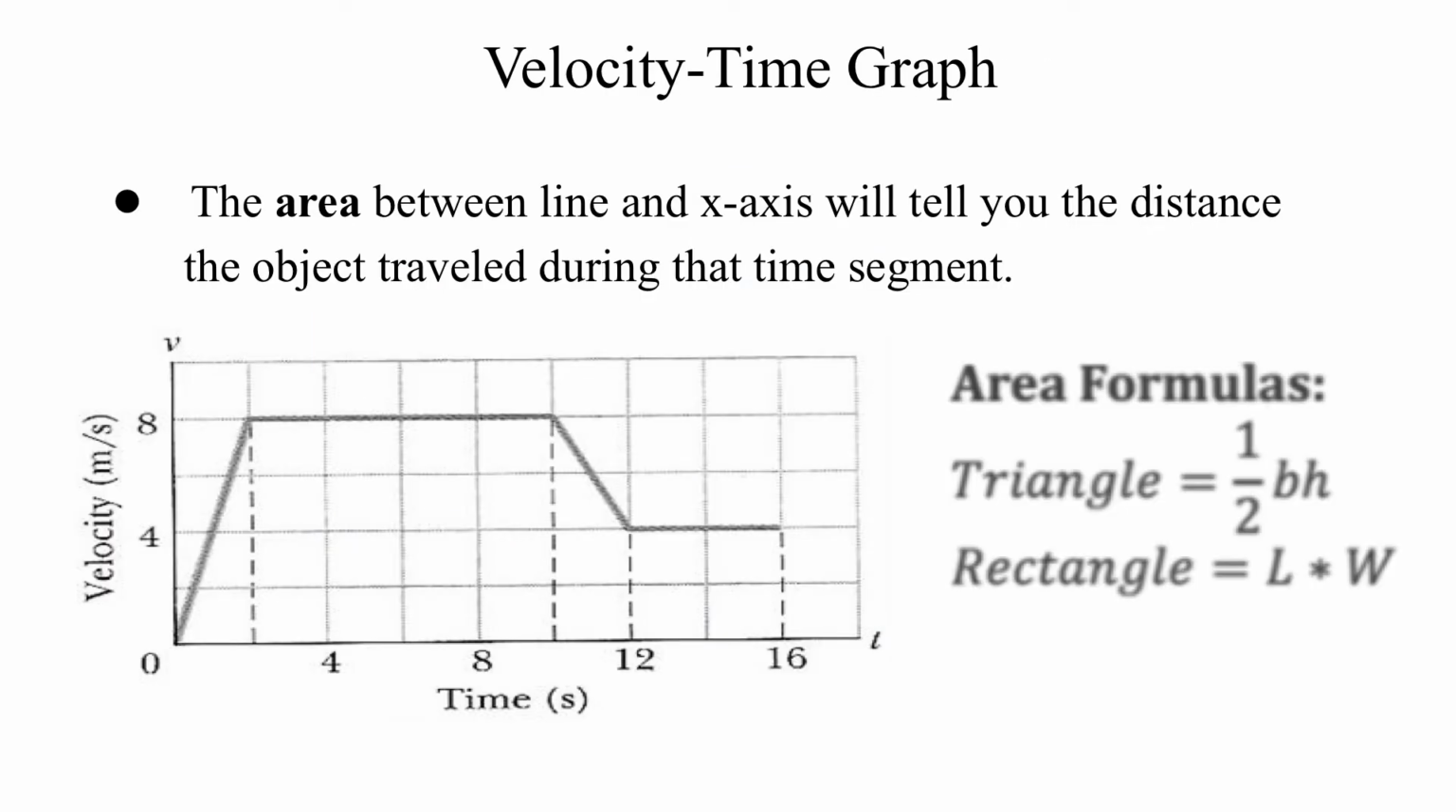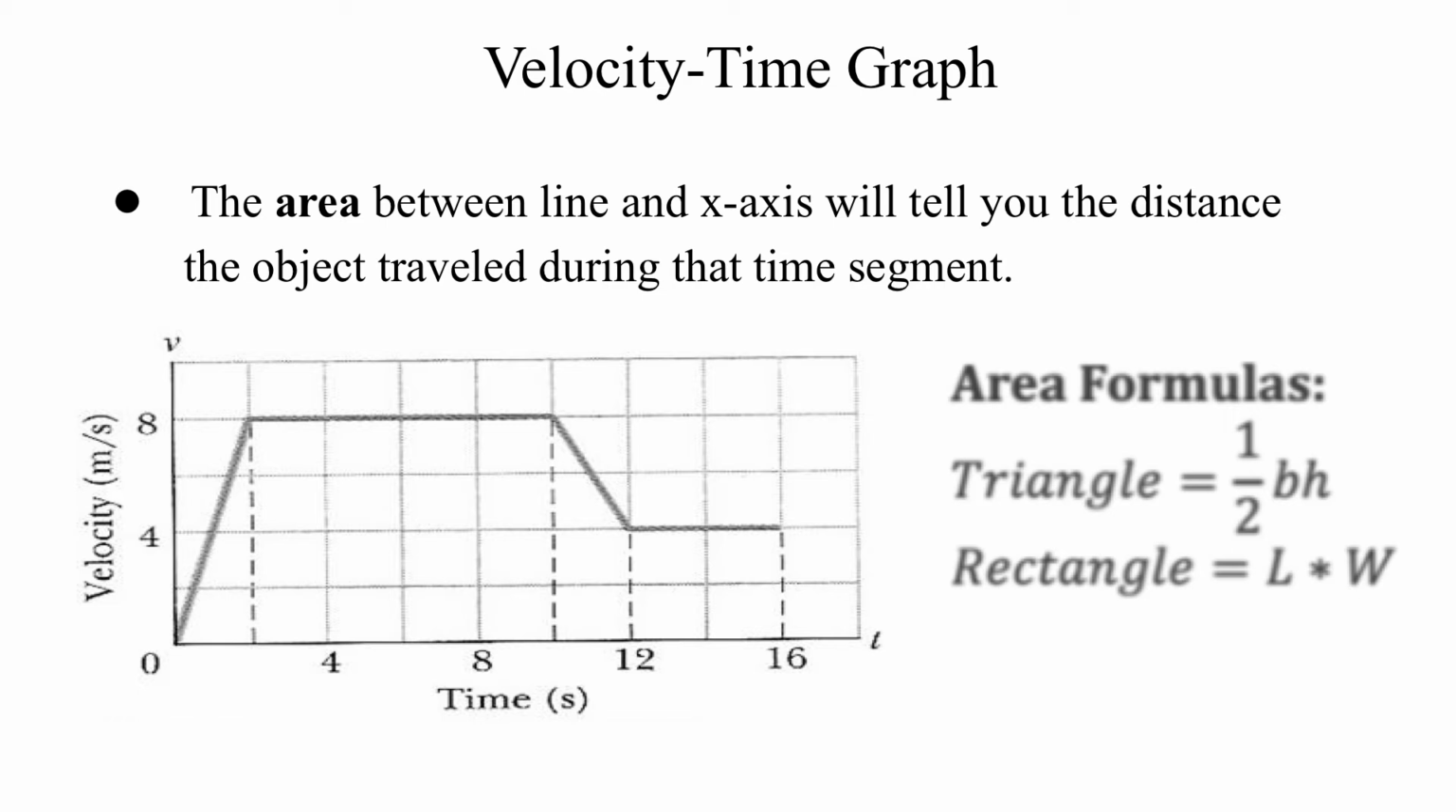All right, so next up we can analyze the area between the line and the x-axis, and that's going to tell us the distance our object travels, or we can also use it to find the displacement that the object travels during that time. So the area formulas we're going to use are easy ones that you learned back in middle school or maybe even before that: the area of a triangle and the area of a rectangle. For triangles, it's 1/2 times base times height. For rectangles, it's just length times width.